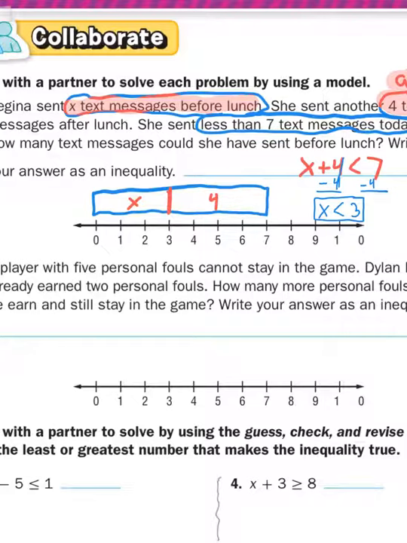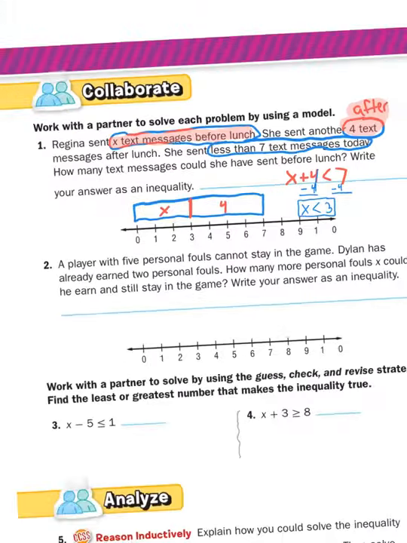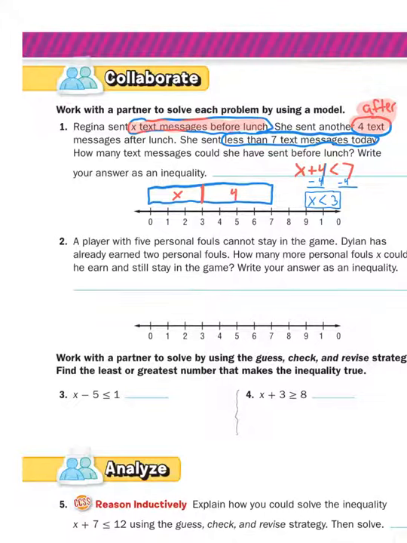Now you ready for the second one? We're going to do the same thing, so stick with me. Oh, let me zoom out and have it stay. All right, so this one says, we'll start reading here. A player with 5 personal fouls cannot stay in the game. So as soon as you have 5 personal fouls, it sounds like basketball, you foul out. You can't be in the game. Dylan has already earned 2 personal fouls. So we know he has 2. How many more fouls could he earn and still stay in the game? So we want to know how many more could he earn, X, and still stay in the game. Write your answer as an inequality.